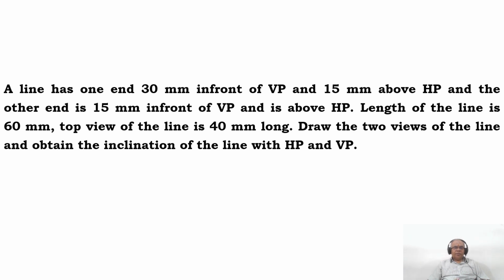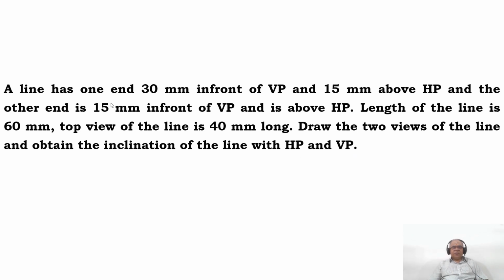Now in this video, we are going to take up one more problem on projections of lines. The problem reads as: a line has one end 30 mm in front of VP and 15 mm above HP, and the other end is 15 mm in front of VP and is above HP. The length of the line is 60 mm. The top view of the line is 40 mm long. Draw the two views of the line and obtain the inclination of the line with HP and VP.